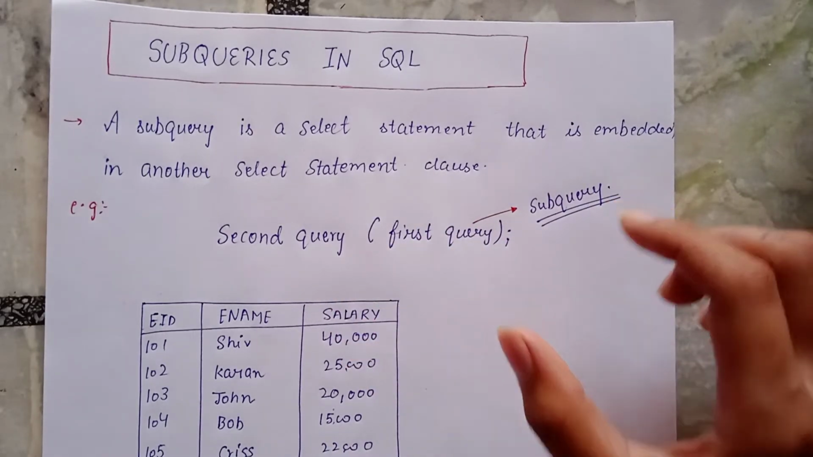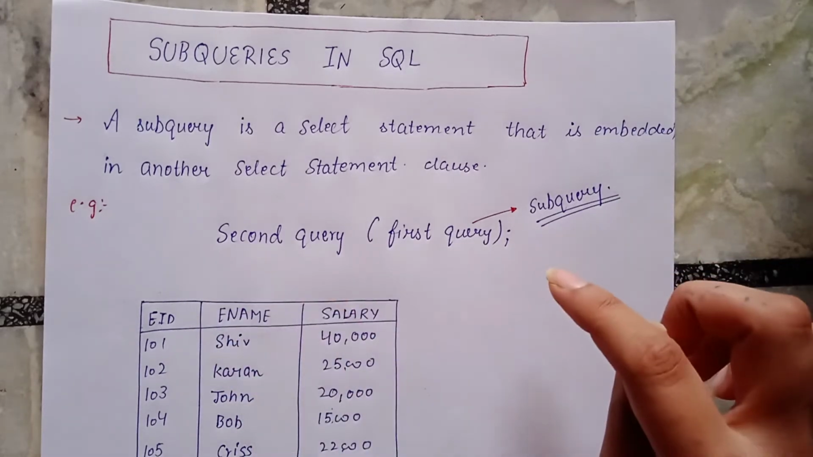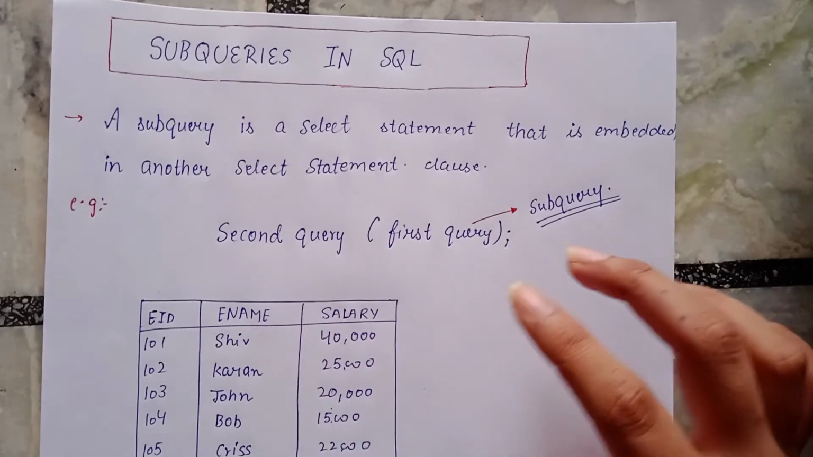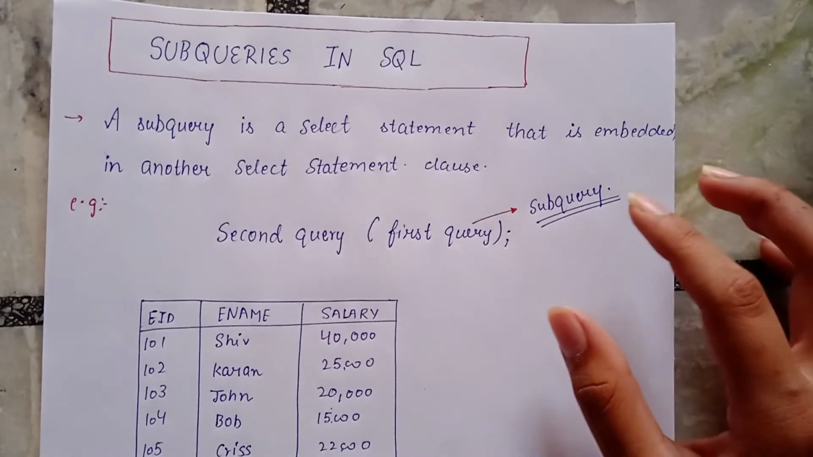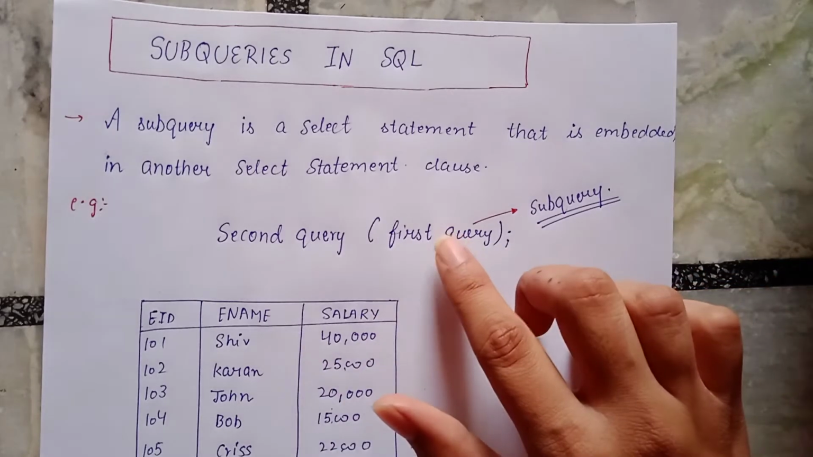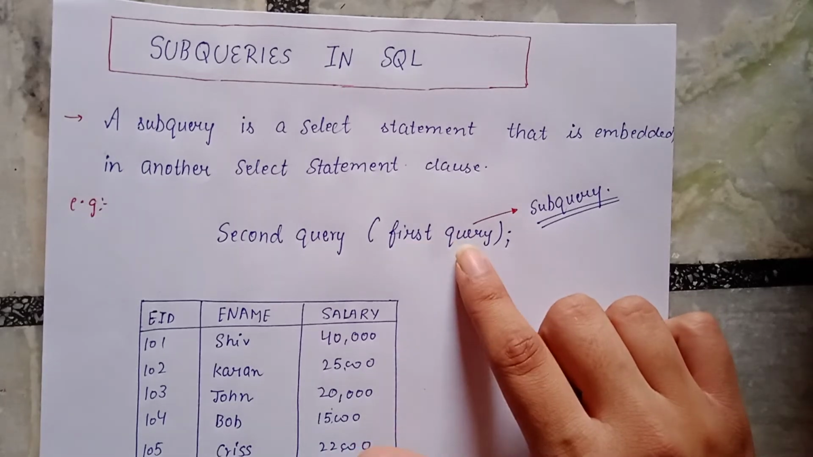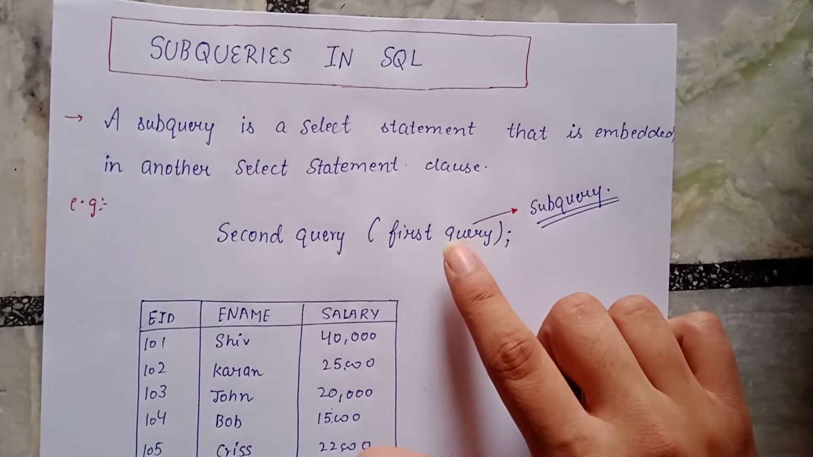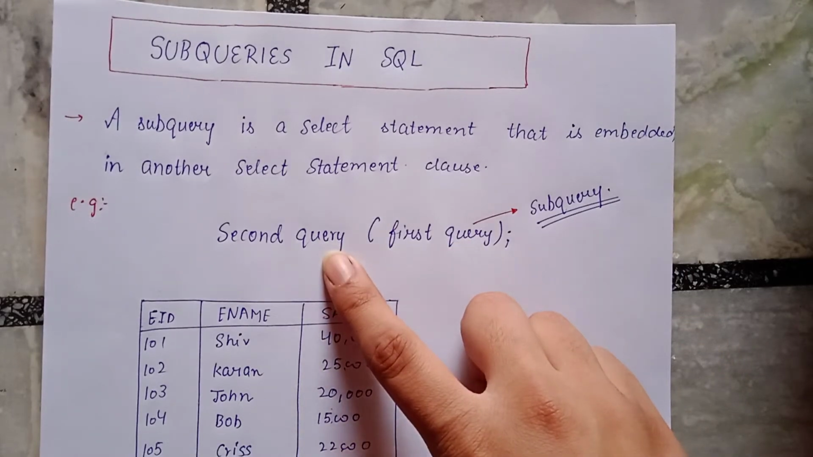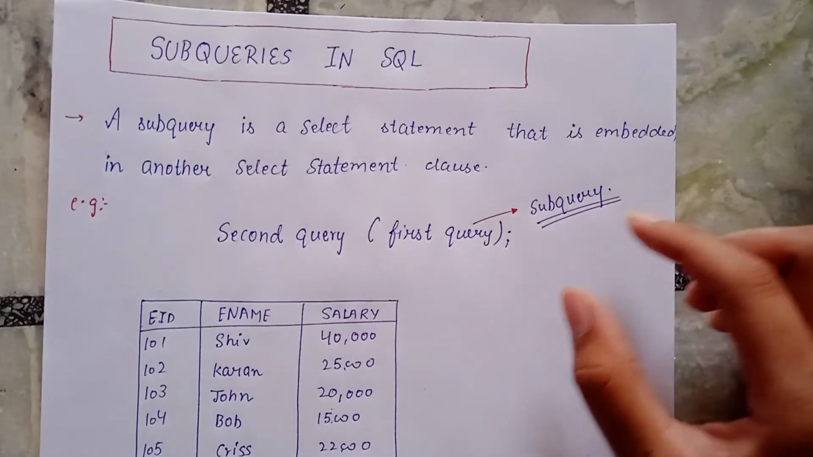Okay, so if we talk about how this query will execute, if we have written a statement like this, how will this statement be executed, as there are two queries? The way of execution of this kind of statement is that firstly the innermost subquery will be executed, like this first query. The result of this query will be used as a condition value for this second query, and then this query will be executed. So this is the execution process of these subqueries.